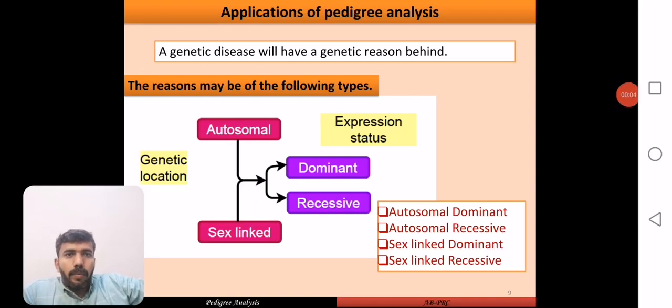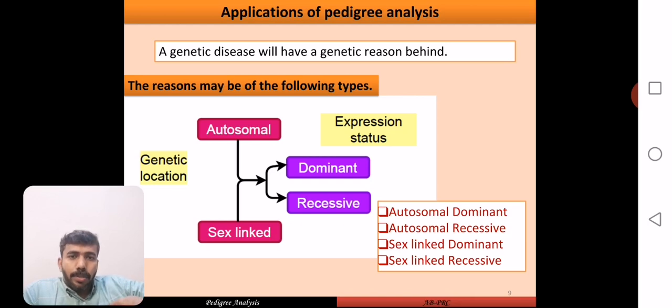Okay, so we'll continue with the next part of pedigree analysis. Here we'll discuss the applications of pedigree analysis. The major application of pedigree analysis is that we can determine the genotype of a trait. We can predict the phenotype of a genotype, and also we can find out the pattern of gene expression, whether it is a dominant trait or a recessive trait. These are the basic applications, very simple, but very relevant.